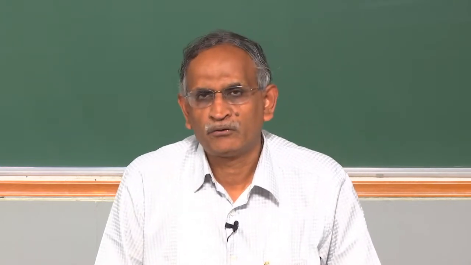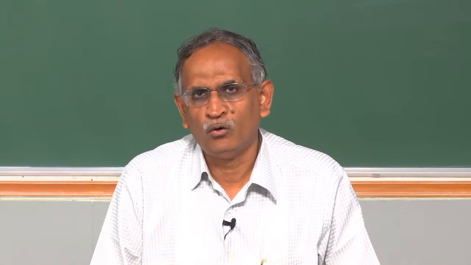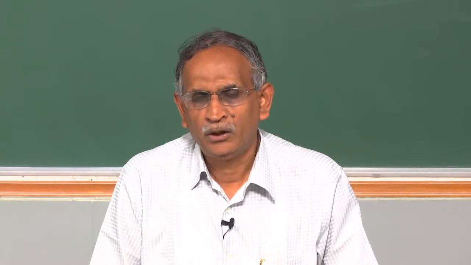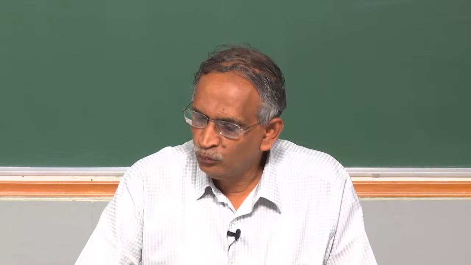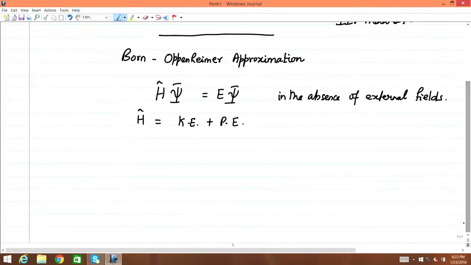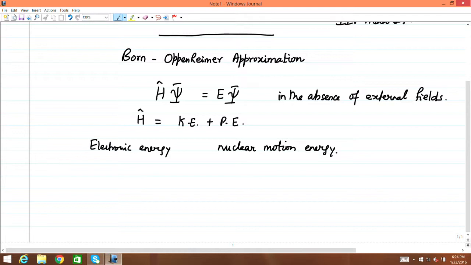Born and Oppenheimer approximation plays a crucial role in separating the molecular Hamiltonian problem into two independent, nearly independent problems: electronic energy and nuclear motion energy. They are nearly independent. They are not exactly independent of each other. That's the crux of the whole approximation.